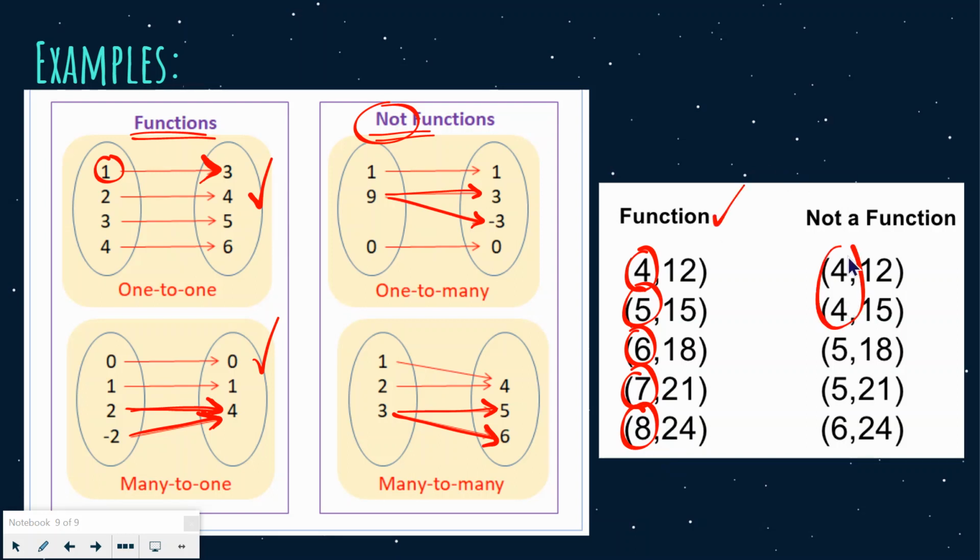If I have two x values that repeat and go to different numbers, that one goes to 12, this one goes to 15. If that's following a rule, that's not a very good rule because it happens differently at different times. That is not a function. Same thing here. 5 goes to 18, and 5 goes to 21. The rule should be intact. 5 should go to 15 each time if it's going to be a rule.